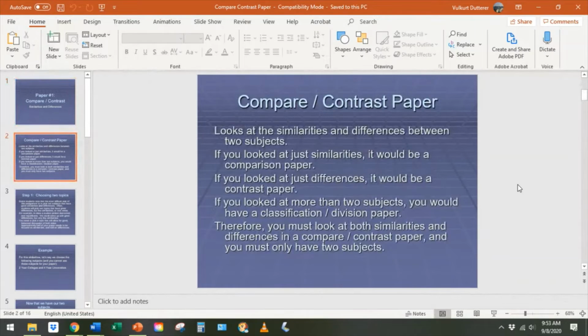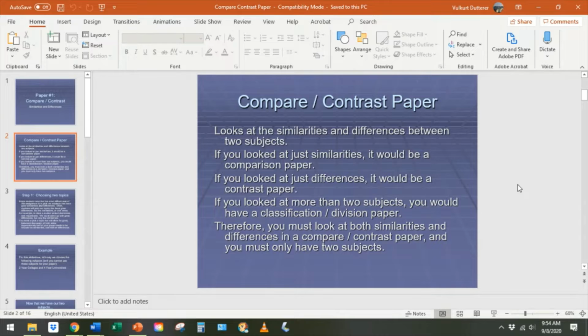All right, so a compare and contrast paper looks at the similarities and differences between two subjects. Now, if you look at just the similarities, it's a compare paper. If you look at just the differences, it's a contrast paper. Now, this is important because some people in the past may have been told that they were doing a compare-contrast paper, but only did one part or the other. And that's not what we're doing for this paper. This paper is a compare and contrast paper. You have to write about similarities and differences, and you have to spend about the same amount of time in your paper on both sides.